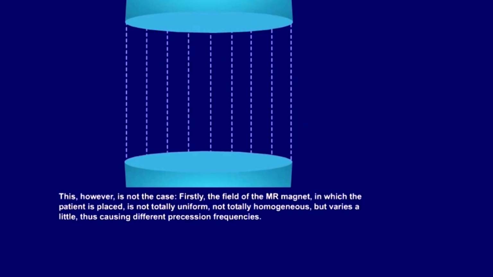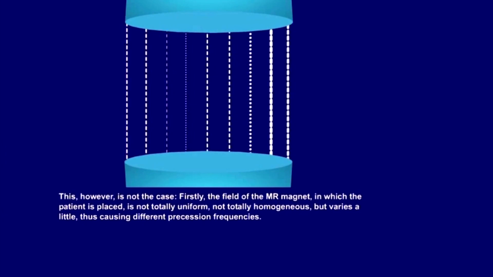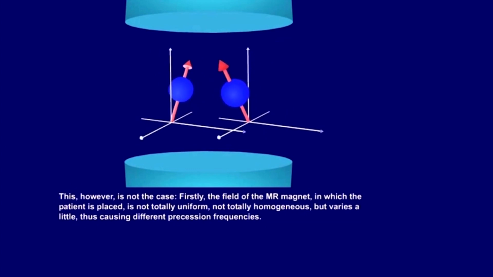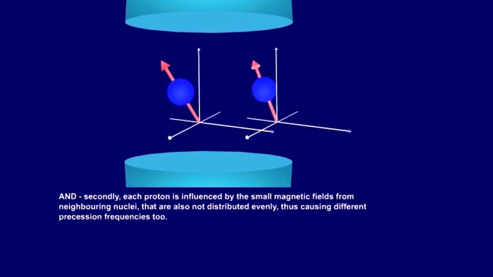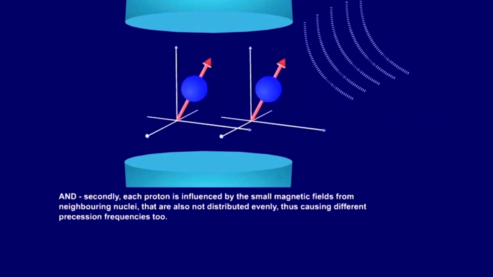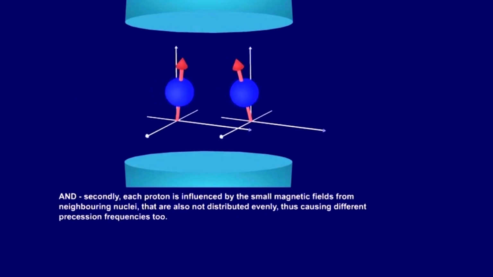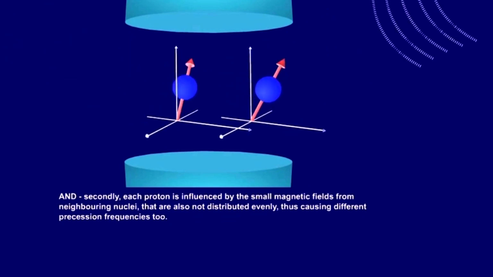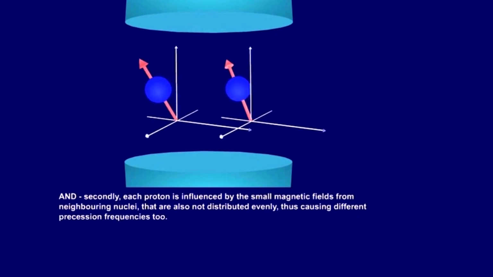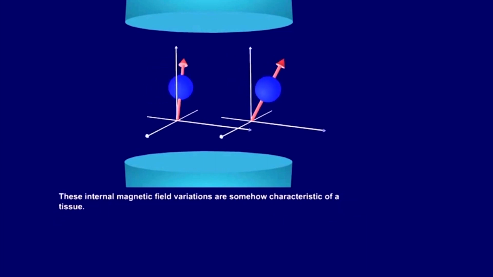Firstly, the field of the MR magnet in which the patient is placed is not totally uniform, not totally homogeneous, but varies a little, thus causing different precession frequencies. And, secondly, each proton is influenced by the small magnetic fields from neighboring nuclei that are also not distributed evenly, thus causing different precession frequencies too. These internal magnetic field variations are somehow characteristic of a tissue.